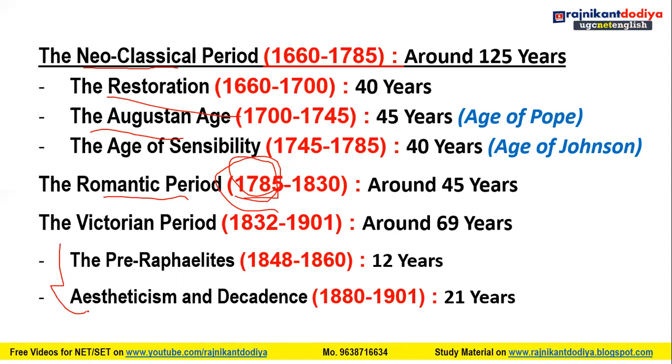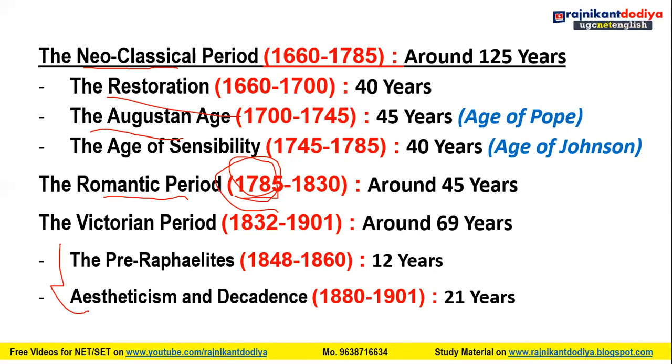And this Victorian age was marked with some important movements. For example, the Oxford movement, the aesthetic movement, and the Pre-Raphaelite Brotherhood movement. This age is also named after Queen Victoria, who ruled from 1837 to 1901.